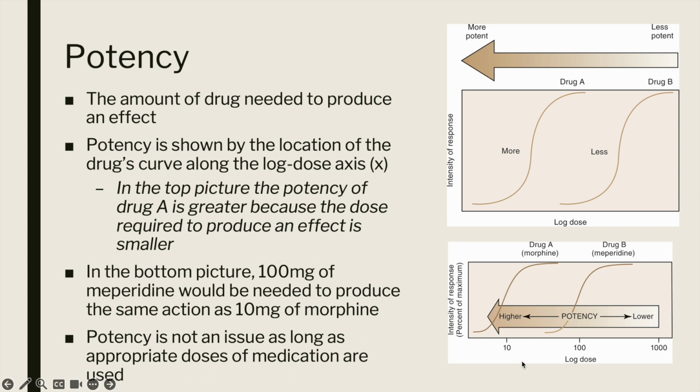So now, let's see. In this bottom picture, they're trying to give you a more real world example. They're actually using real drug names and showing which one would be higher potency and lower potency. In this case, for meperidine, you would need about 100 milligrams of that drug to get the same response as 10 milligrams of morphine. So morphine is a much higher potency drug to get the same response of pain relief.